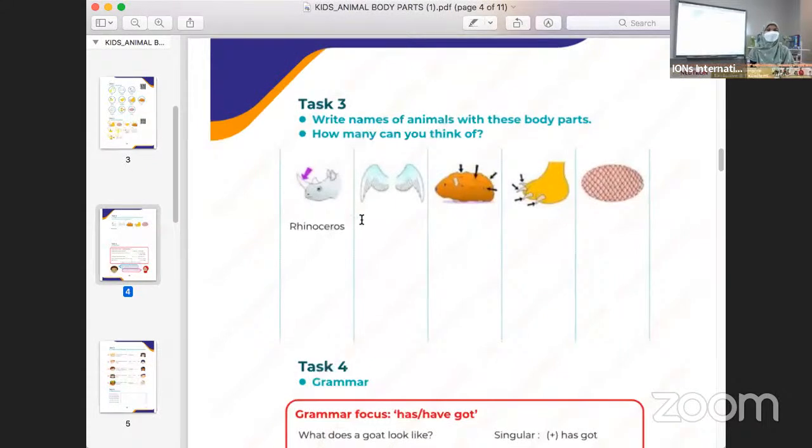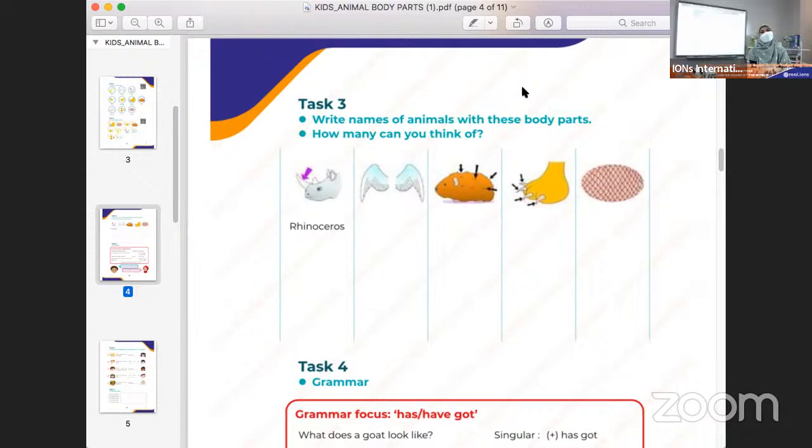Anyone else can give an example of an animal that has wings? How about insect? Anyone can guess what insect has wings? The first one, it's very beautiful and it has a very tiny, small body. Let me guess. Is it a dragonfly? Yes, it has wings. They're very transparent and thin. In Indonesia, we call it capung.